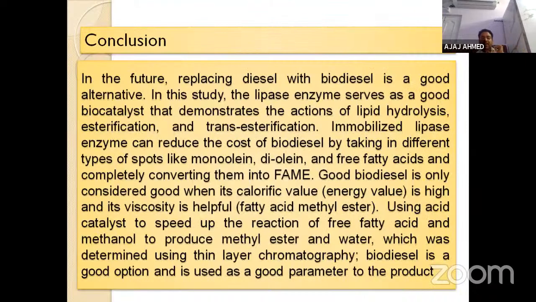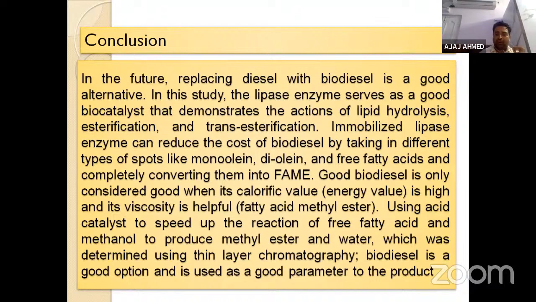Conclusion: in the future, replacing diesel with biodiesel is a good alternative. In this study, the lipase enzyme served as a good biocatalyst that demonstrates the action of lipid hydrolysis, esterification, and transesterification. Immobilized lipase can reduce the cost of biodiesel by taking in different types of spots like monoolein, diolein, and free fatty acids and completely converting them into FAME, fatty acid methyl ester, that is biodiesel.